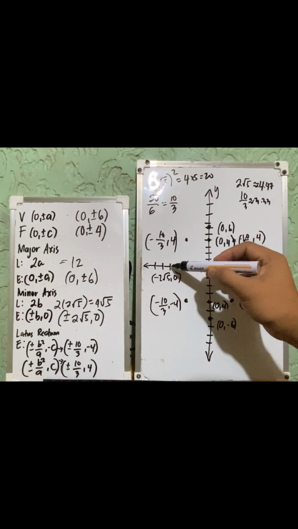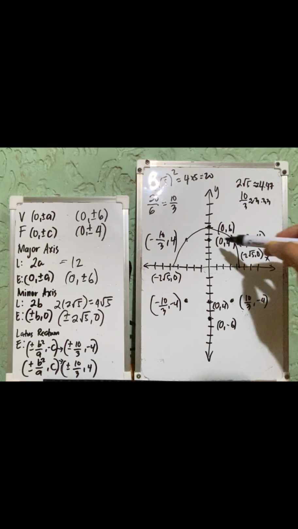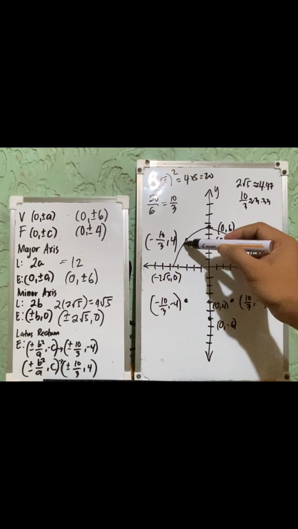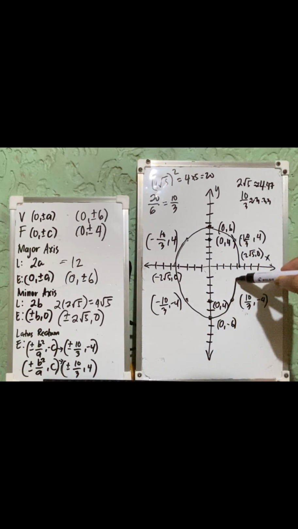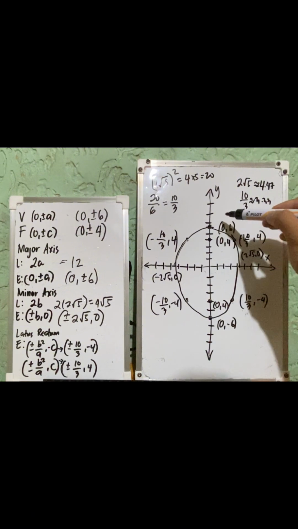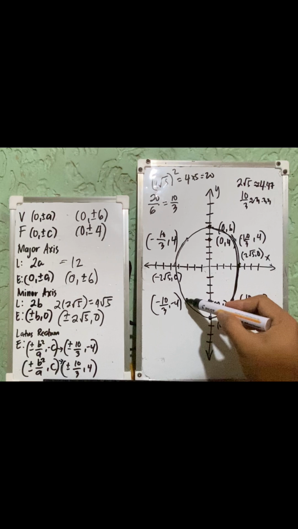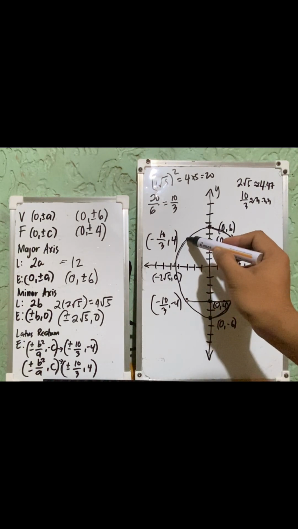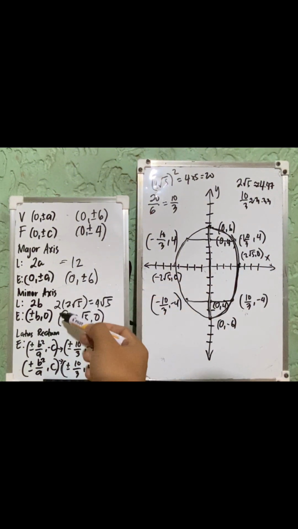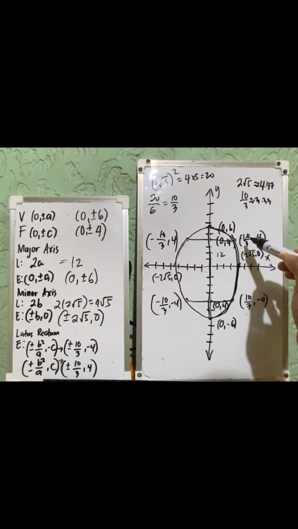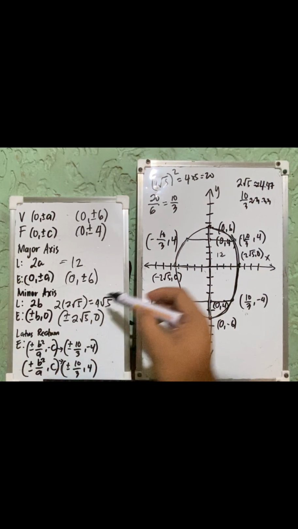And if we're going to graph, our ellipse goes like this, assuming that this is an accurate illustration. Sorry for the illustration, I'm not good at drawing. Okay, so this is our LR. This is our LR. Take note, this is our major axis. The length of the major axis is 12. And this is our minor axis. The length of our minor axis is 4 square root of 5.